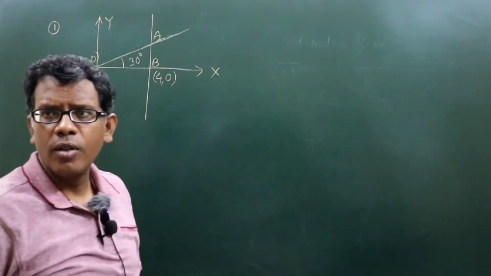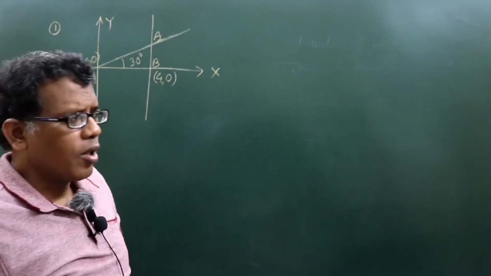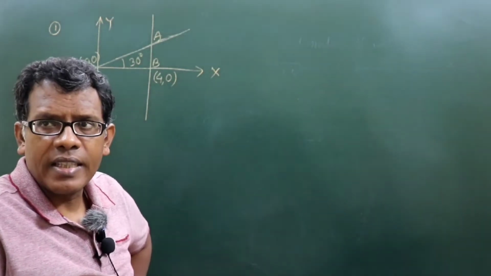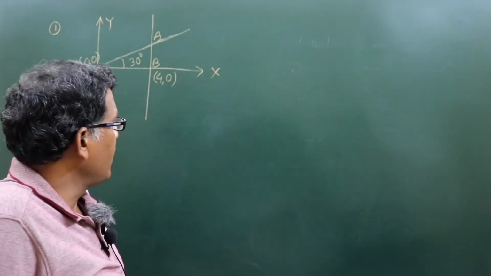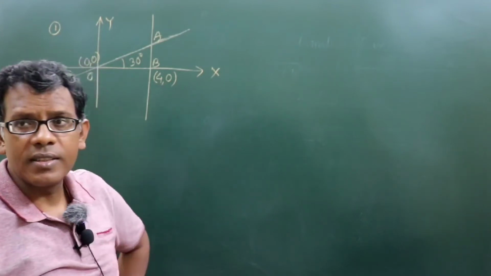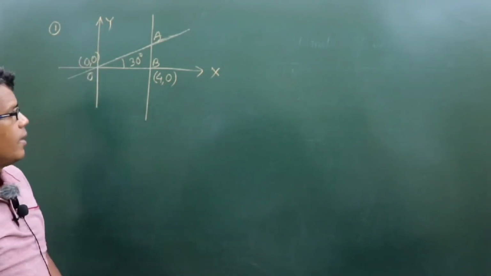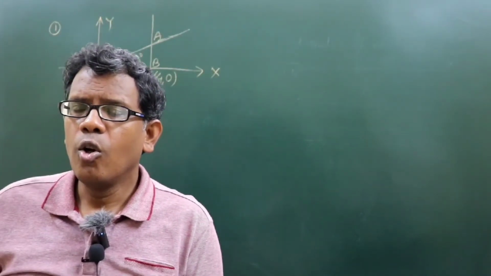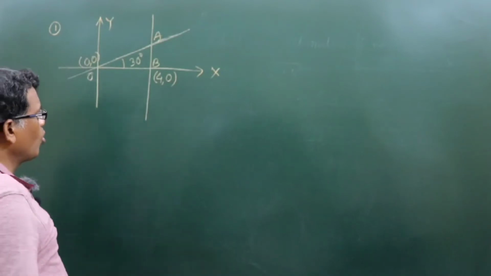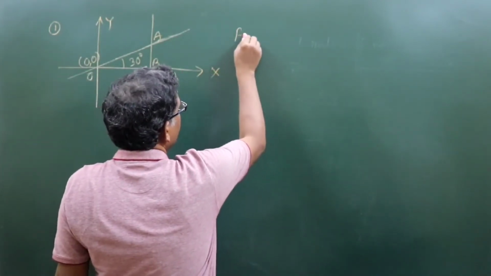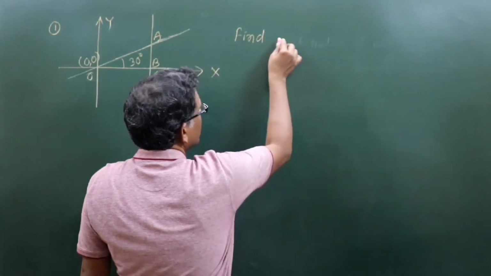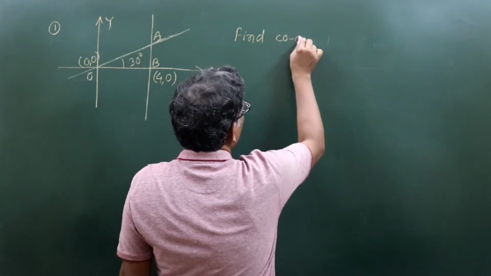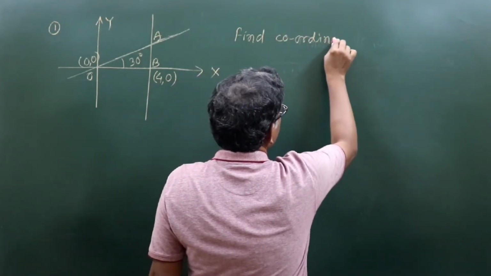Are you getting me or not? There are two lines that I have drawn. One line is OA, passing through the origin and making an angle of 30 degrees with the x-axis, and another line is AB, parallel to the y-axis. Now my question is: find the coordinates of A.